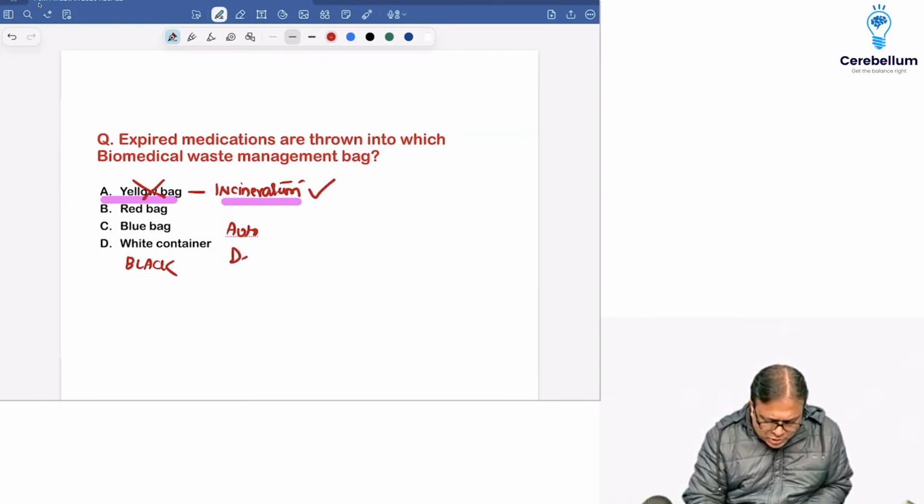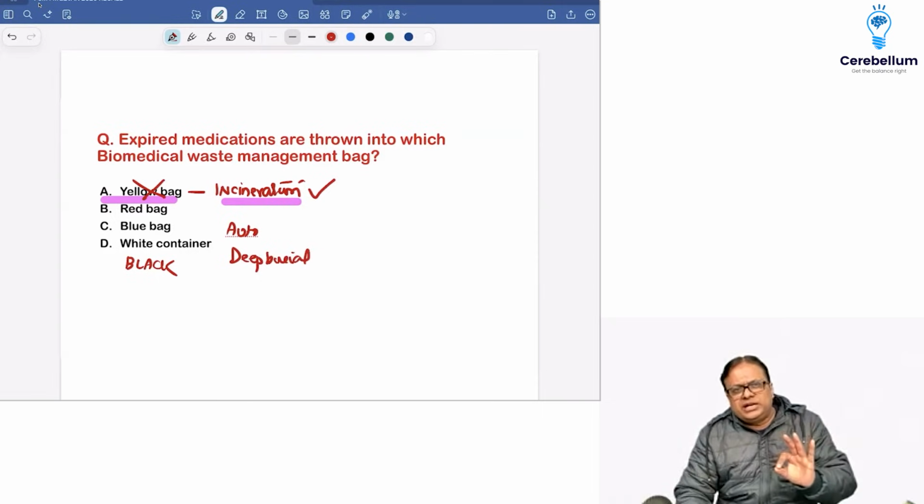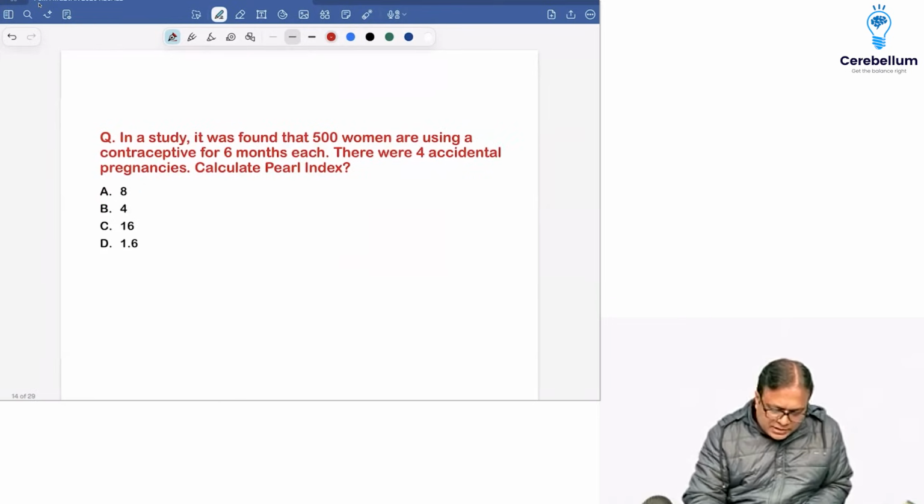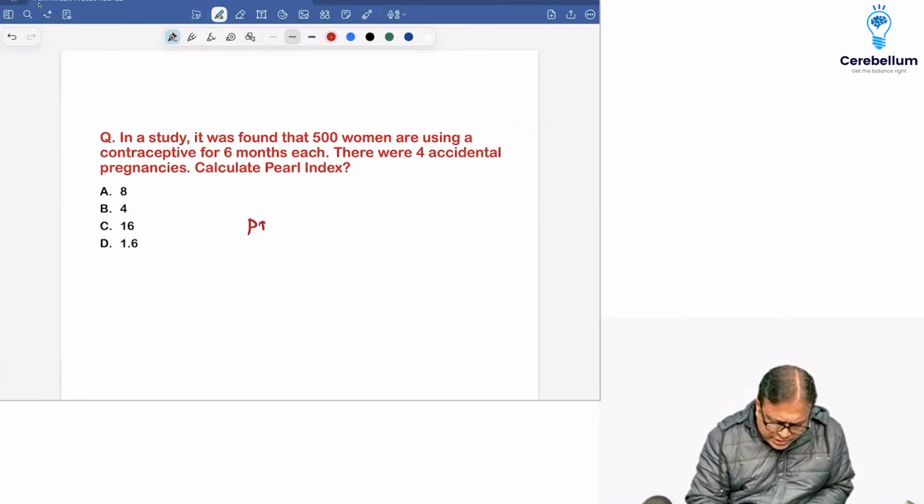Deep burial was an option. Deep burial we have discussed in the class is only for placenta after delivery at a primary health center. That was also an old question. Right? Okay. So we go with disposal. Good. Everyone is confirmed. Then there was a question on calculation of Pearl index.